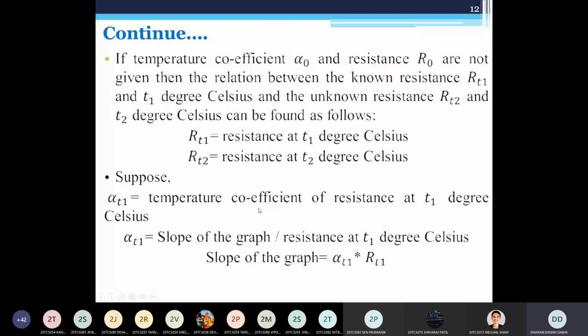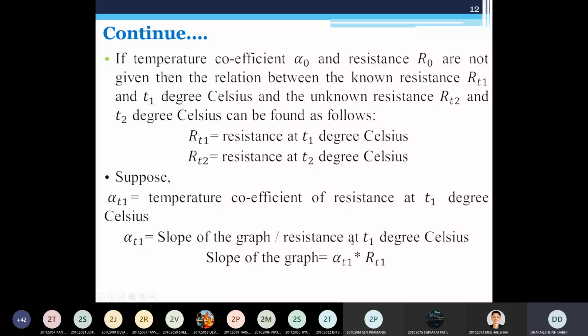In the same way, suppose the temperature coefficient alpha 0 and R0 are not given in the example. Then the relation between the known resistance RT1 at temperature T1 degree and the unknown resistance RT2 at T2 degree Celsius can be found this way. So how to calculate this? Alpha T1 is the temperature coefficient of resistance at T1 degree Celsius. The value of this alpha is equal to the slope of the graph divided by the resistance at T1 degree Celsius. So what is the meaning of the slope of the graph?